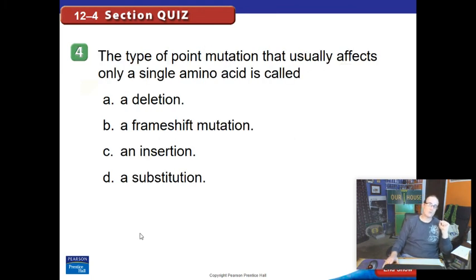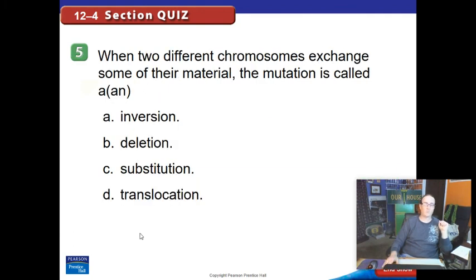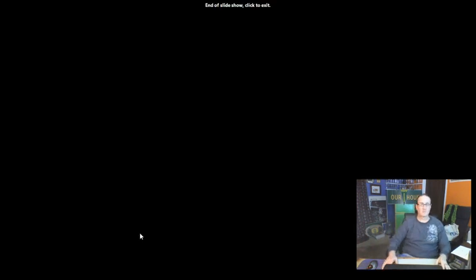The type of point mutation that usually affects only a single amino acid. This is the one that probably will not lead to a change in the protein. Yep, substitution. Last one, when two different chromosomes exchange some of their material, the mutation is called, the clue is two different chromosomes exchange material. Translocation. All right, ladies and gentlemen, that is it for the notes.